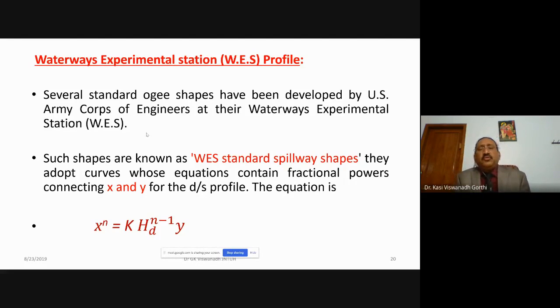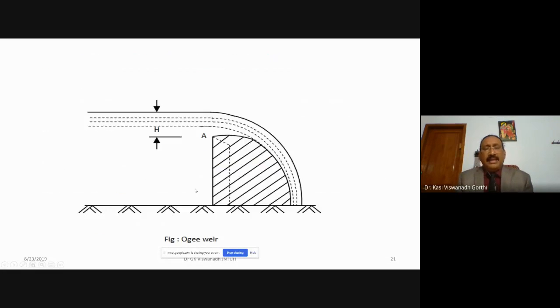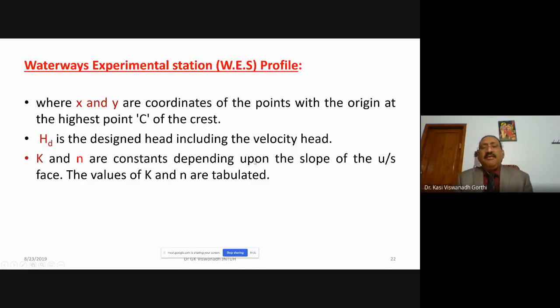They adopt curves whose equations contain fractional powers connecting x and y for the downstream profile. The equation is given as x to the power n is equal to k into Hd, the design head, to the power n minus 1, into y. X and y are the coordinates, and k and n are coefficients. X and y are the coordinates for the downstream profile of the spillway, and Hd is the design head. So this is the shape of the spillway we may arrive at, and this is the nappe.